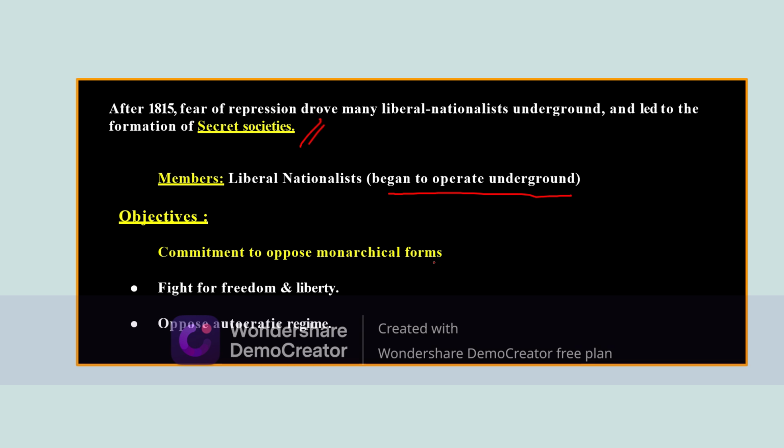What were the objectives? The objectives were commitment to oppose monarchical reforms, first objective, then to fight for freedom and liberty, and oppose autocratic regime. Basically, they were totally against monarchy and autocratic monarchical regime.